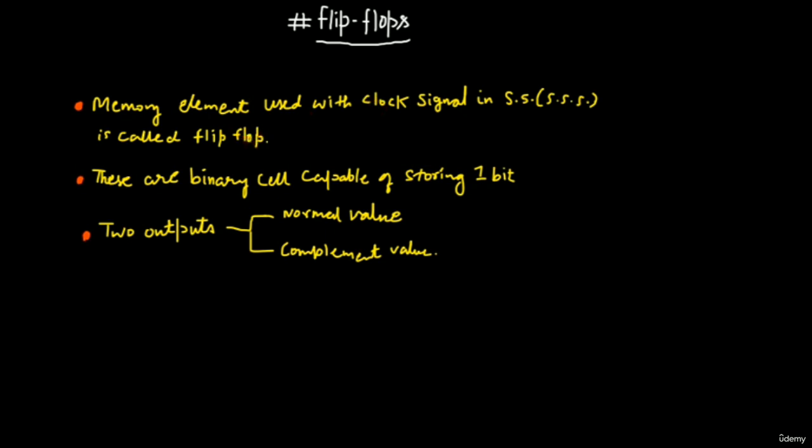What else can we say about the flip-flop? It is a binary cell capable of storing 1 bit. Like if you want to store 50 bits, you need 50 cells, each storing 1 bit. So this is about the memory. And now it can give two possible outputs, the normal value and the complement value.